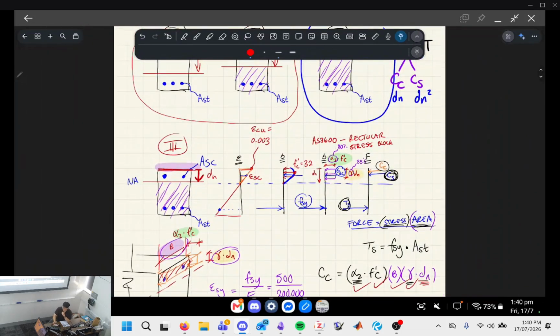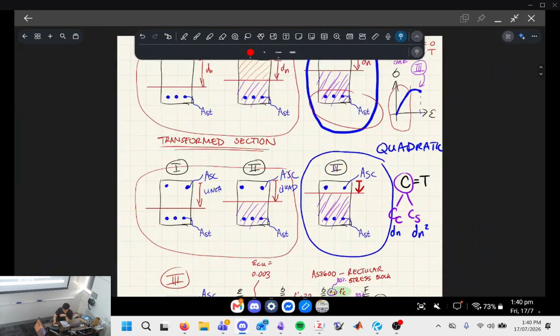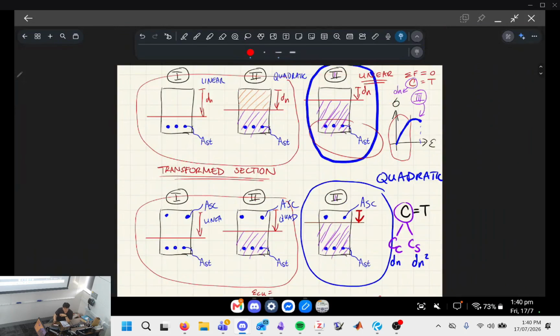What I'm trying to say is, learn how to do the questions for when you don't have compressive steel. When you don't have compressive steel, life is easy, because the tensile steel is always yielded. But when you have compressive steel for stage 3 flexure, your life becomes very hard. dn becomes a quadratic, and you have to derive it yourself, in terms of how to solve for dn as a quadratic.